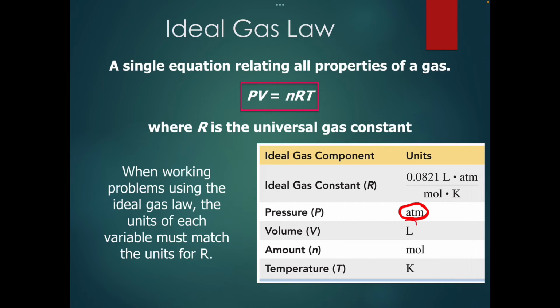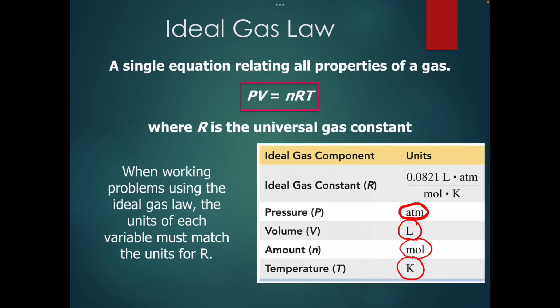Our volume, same kind of thing, must be in liters. In the combined gas law, I told you milliliters, liters, it doesn't matter as long as your units match. But in the ideal gas law, your volume must be in liters. N is our number of moles, so it has to be in moles. If you have grams, you're going to convert it to moles before you can use this equation. And then temperature, just like usual, must be in Kelvin.